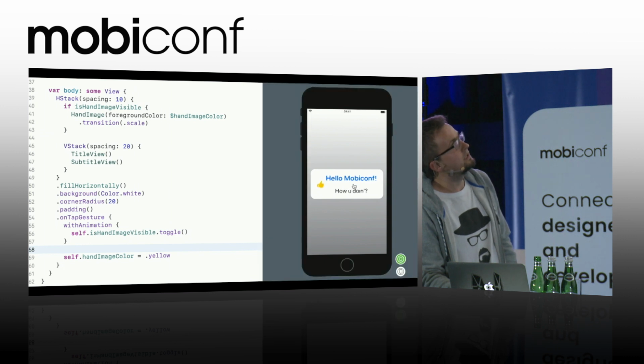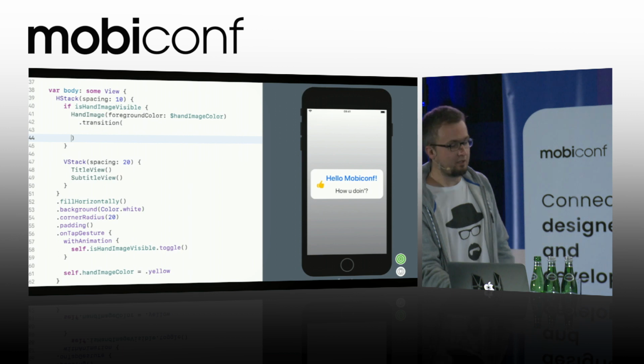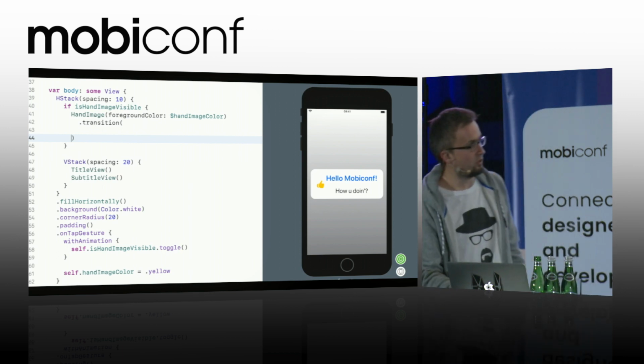Here. Yeah, the layout adjusts automatically. Perfect. So now we want to do something more. We want to combine two transitions, or even three. How do we do this?